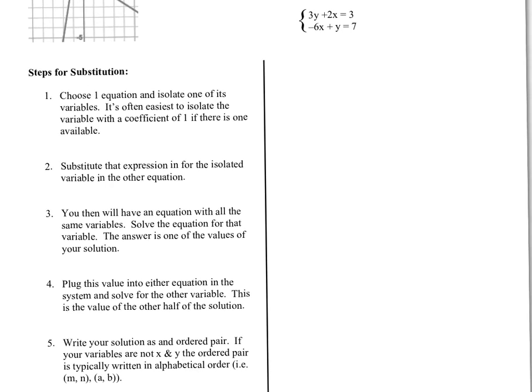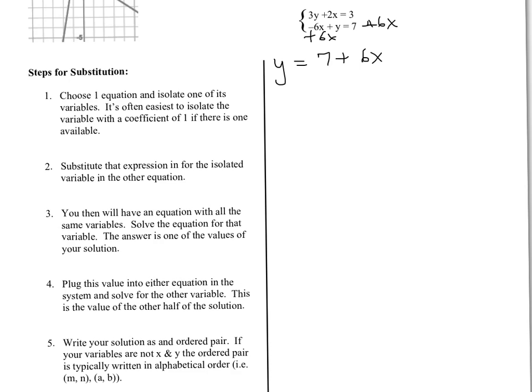substitution. So the very first step is that you are going to choose one of these equations up here, and you need to get one of the variables alone. It doesn't matter if it's x or y, doesn't matter at all. Now it's often easiest to isolate the variable with a coefficient of 1 if there's one available. And what do you know? There is. So we're going to get that y right there alone. And to do that, you know that you're going to add 6x to both sides. Okay? So that second equation right there, I just made it y equals 7 plus 6x.